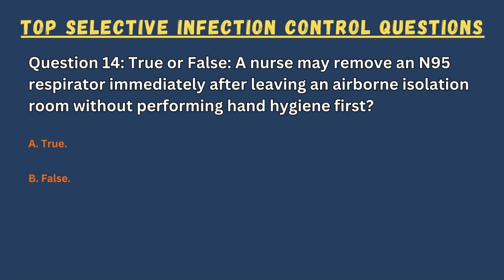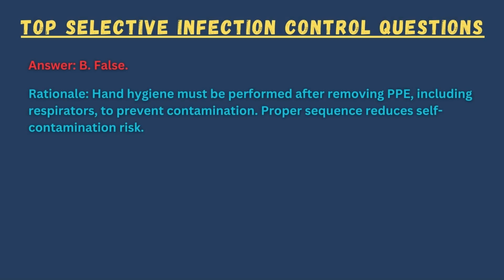Question 14. True or false? A nurse may remove an N95 respirator immediately after leaving an airborne isolation room without performing hand hygiene first. A. True. B. False. Answer: B. False. Rationale: hand hygiene must be performed after removing PPE, including respirators, to prevent contamination. Proper sequence reduces self-contamination risk.